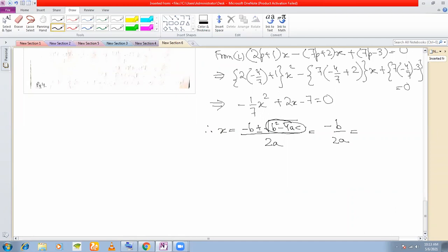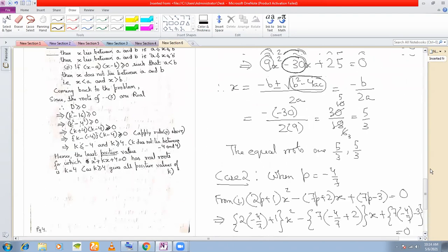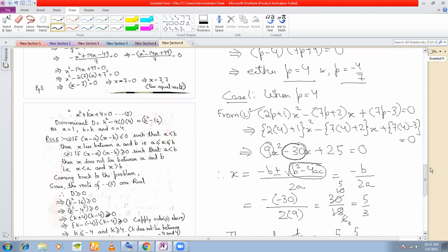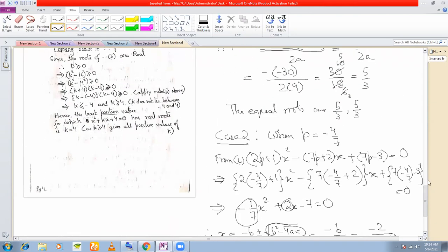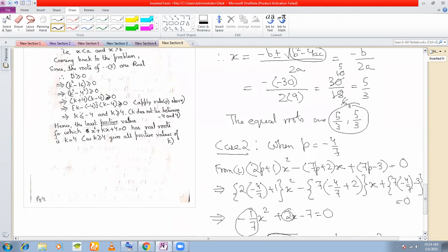Now put the values here. Minus b, b here is this 2, so minus 2 by 2a, where a here is minus 1 by 7, twice of minus 1 by 7. So in the numerator and denominator, the negative signs cancel. So you get 14 by 2, which is equal to 7. Here you're getting equal roots as 7 for the second case. For the first case, you're getting equal roots as 5 by 3.